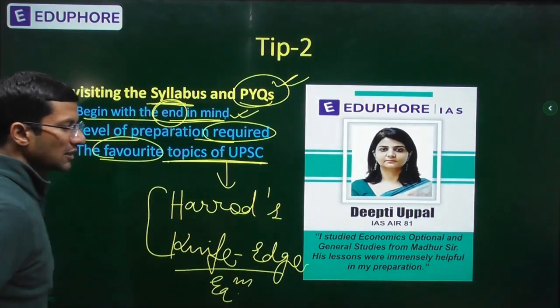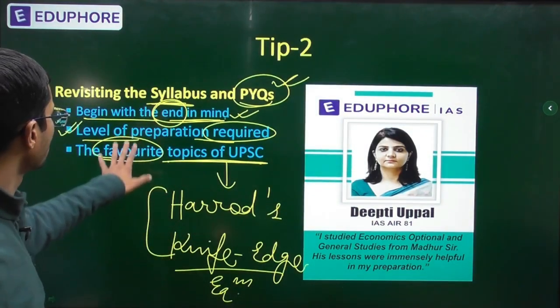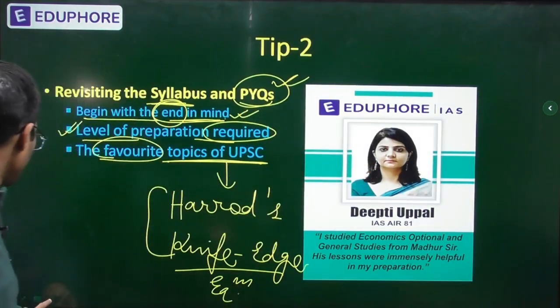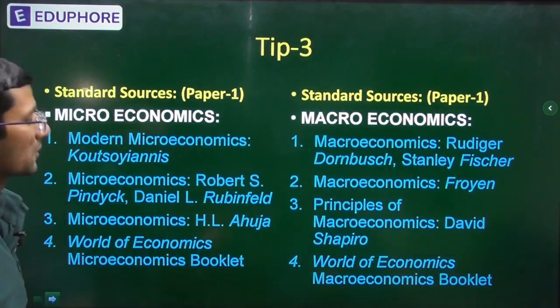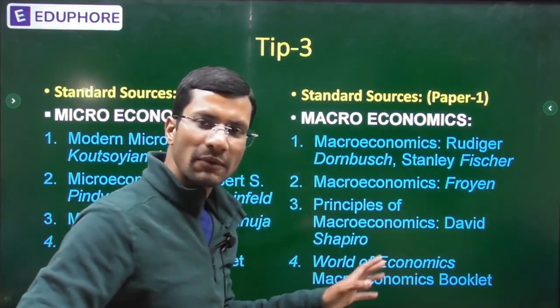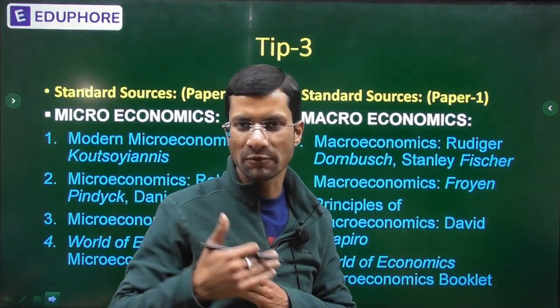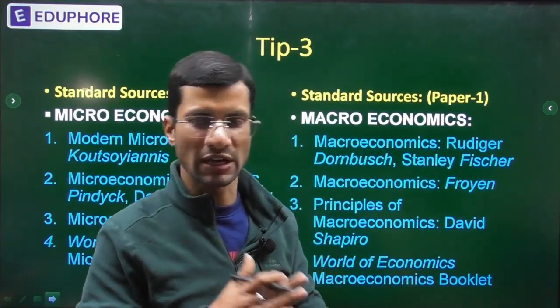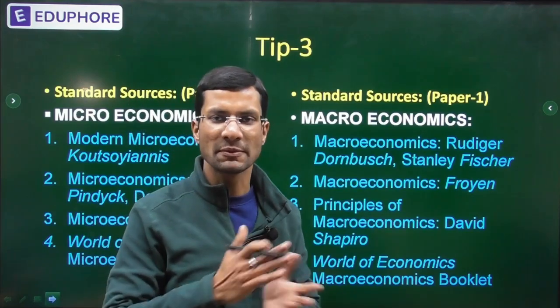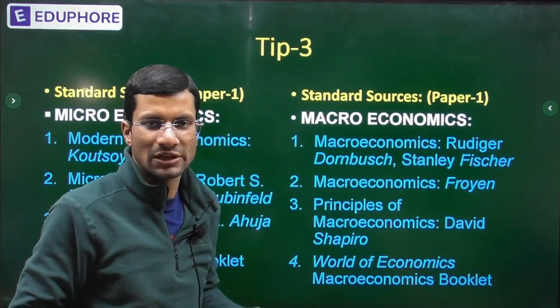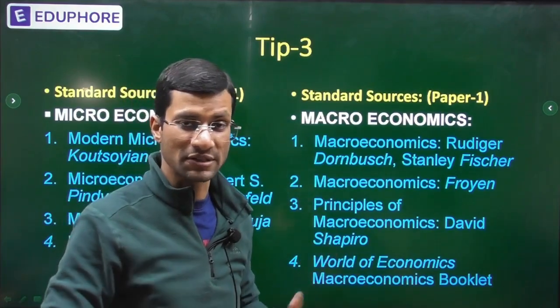So these are the advantages of revisiting or going through your syllabus and PYQs. Fine. Now moving to tip number 3, once we are clear about the basics of our paper, what type of paper we are going to deal with. We have two papers, paper 1 and paper 2. In paper 1 we have these subjects, and in paper 2 we deal with the Indian economy, which is again a very interesting subject.